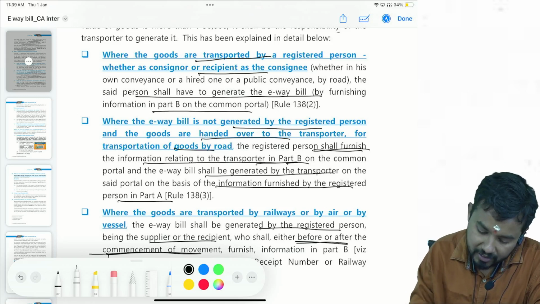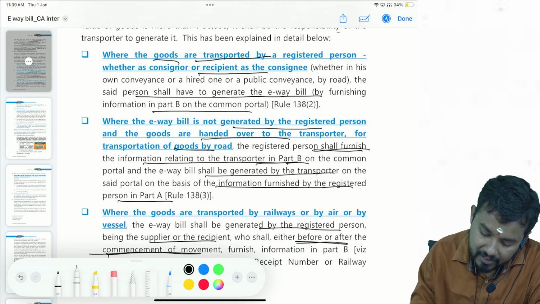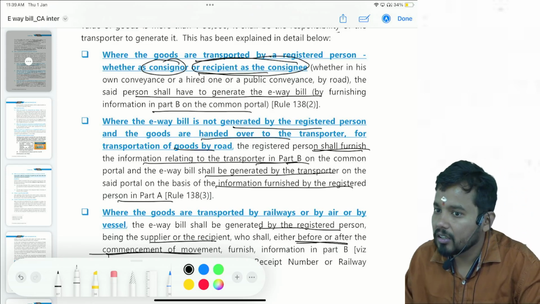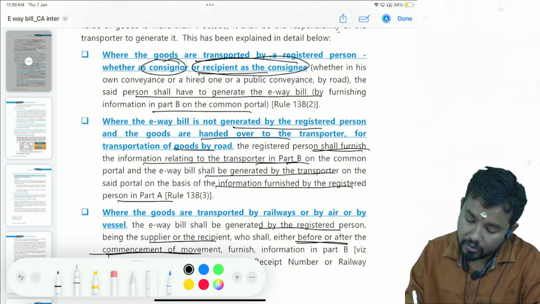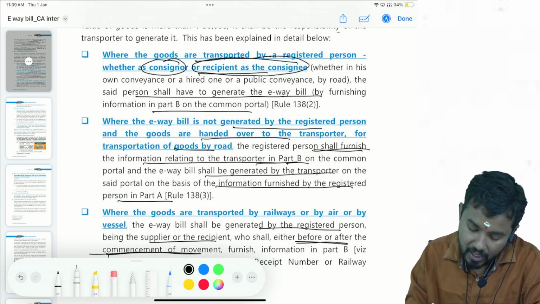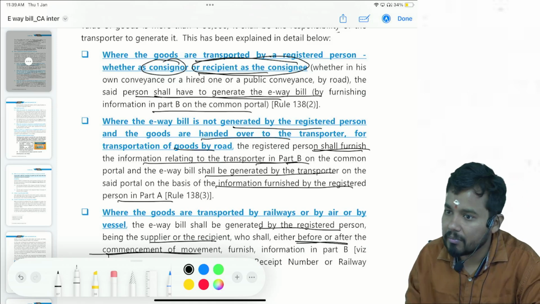So this is the first scenario, where goods are transported by a registered person, whether as consignor or as recipient, the consignee. Okay. Transported by a registered person. So what have they said, who has to generate? The said person shall have to generate the e-way bill.